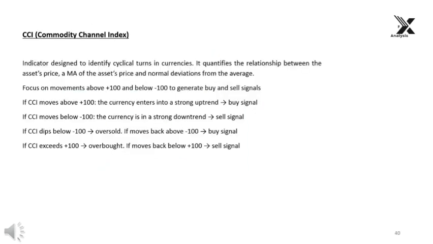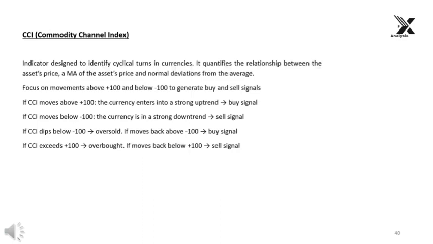Commodity Channel Index. It is a great indicator of momentum. It is designed to identify cyclical turns in currencies. It quantifies the relationship between the asset's price, a moving average of the asset's price, and normal deviations from the average. Focus on movements above plus 100 and below minus 100 to generate buy and sell signals.